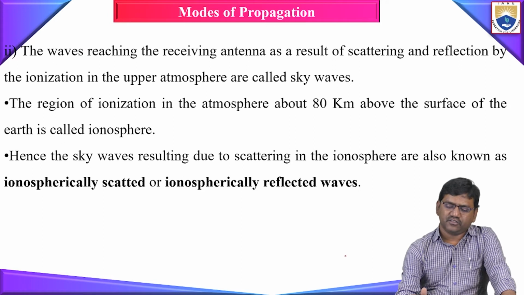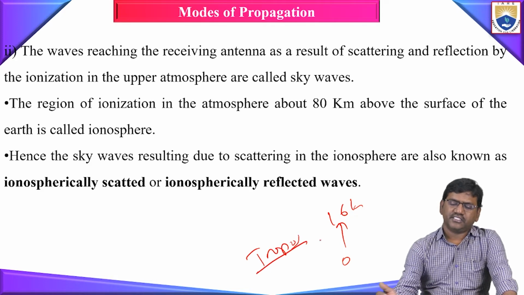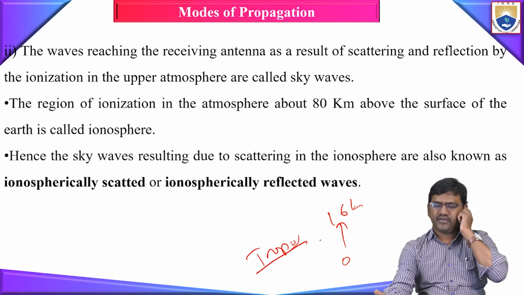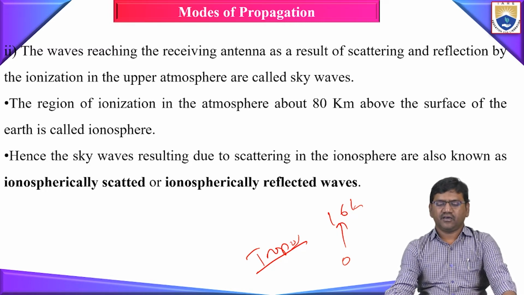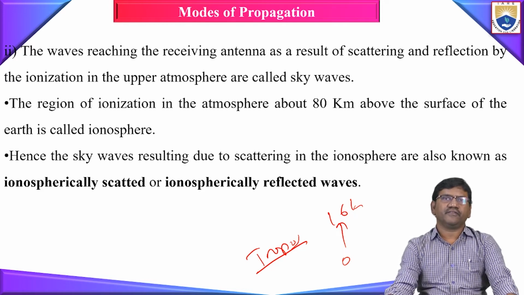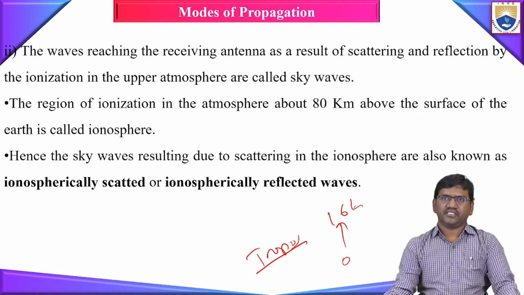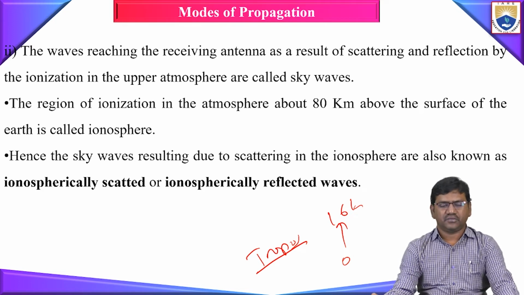So here from 0 to 16 kilometers, we call it the tropospheric region. The waves will travel either in the tropospheric region or from above 16 kilometers also. It depends upon the input signal we give, that is, it may be a very high frequency signal or an ultra high frequency signal. Depending upon the input signal we give, this transmitted signal will travel in different paths between these layers only.